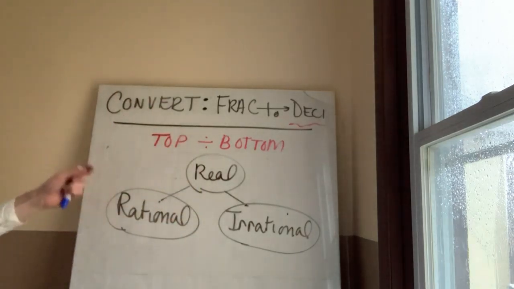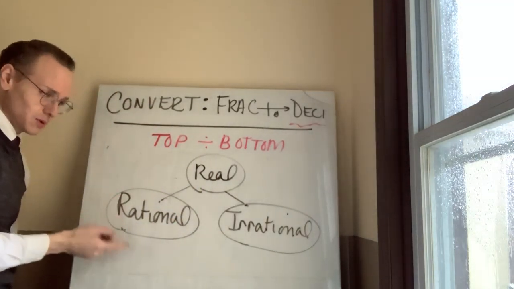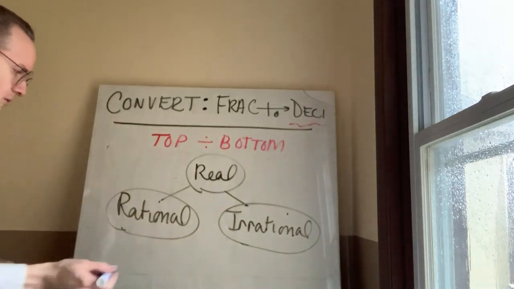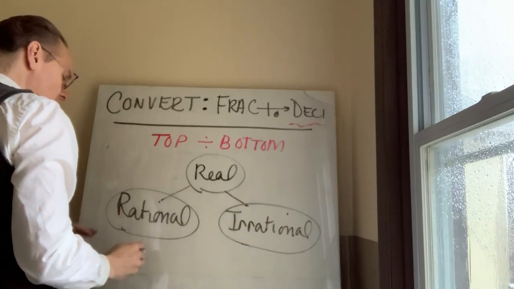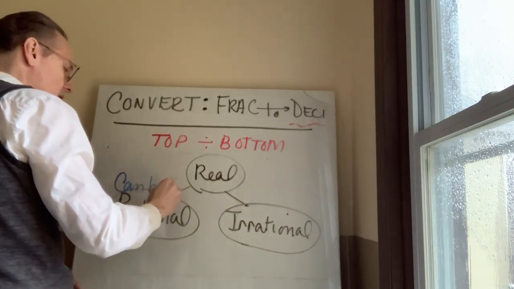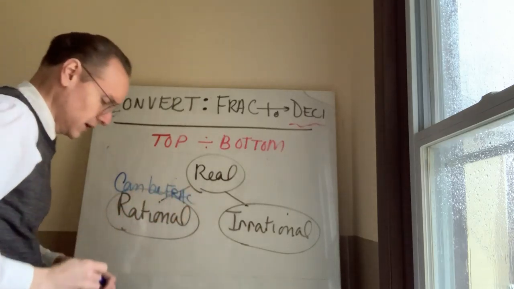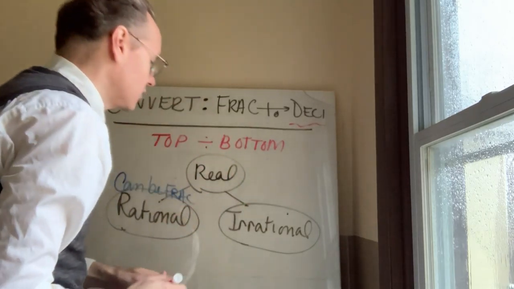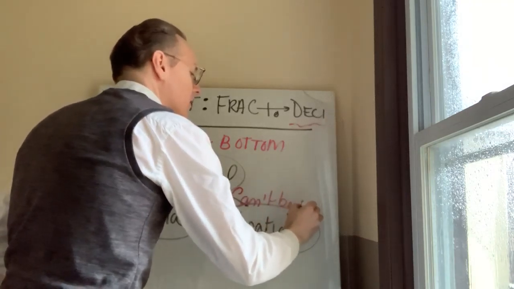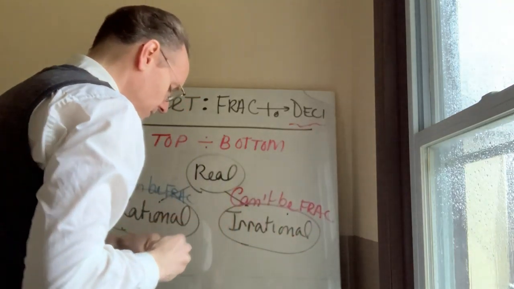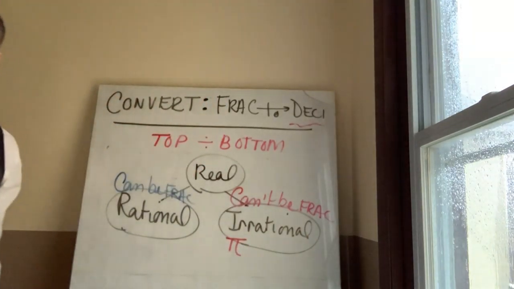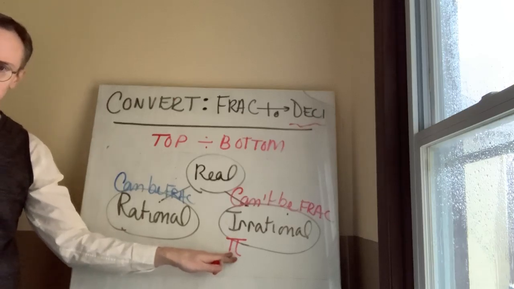This section 5.3 is specifically about these, but it is worthwhile mentioning this. I already said, if something qualifies as being rational, it can be a fraction. And therefore, something that is irrational can't be a fraction. And a famous example of an irrational number is pi, the Greek character for P.